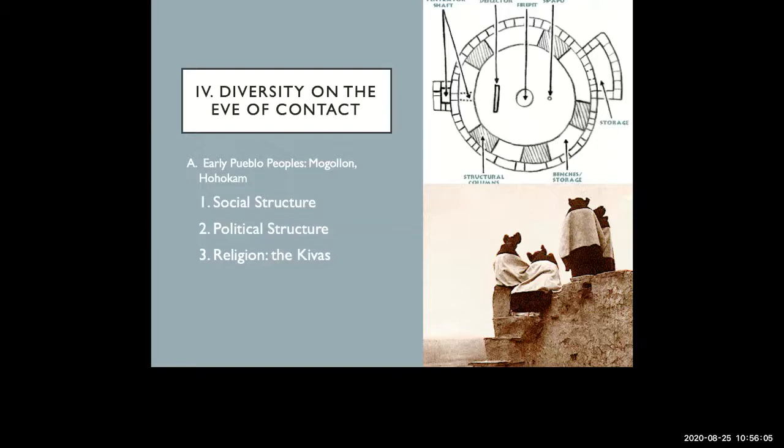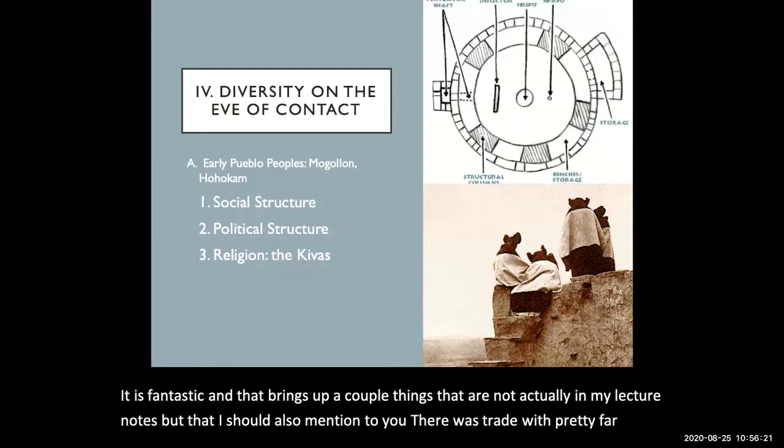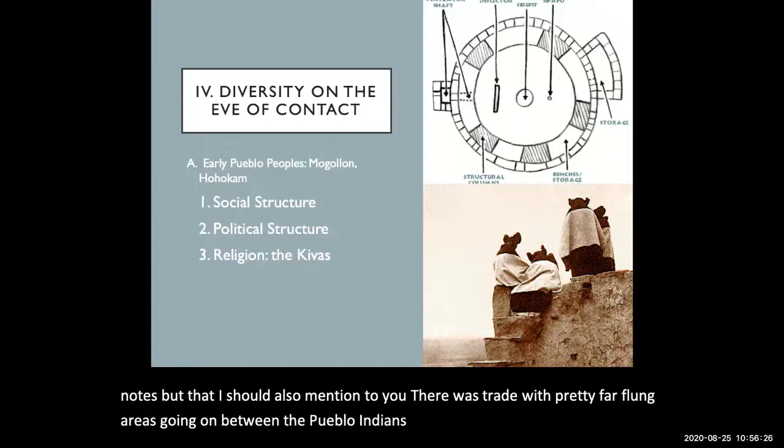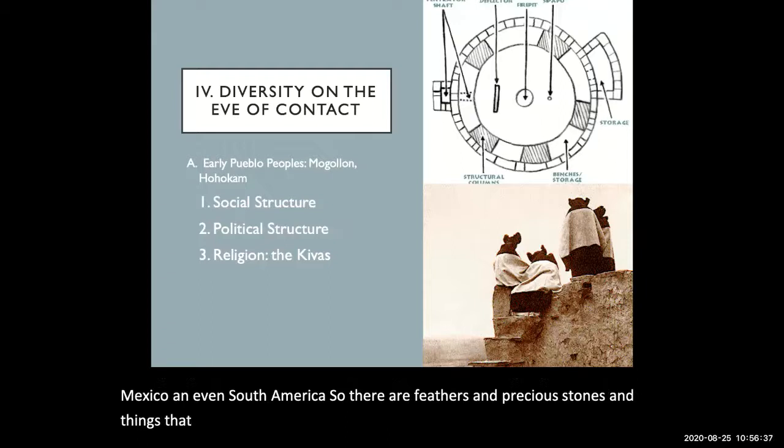Well, that is fantastic, and that brings up a couple things that are not actually in my lecture notes, but that I should also mention to you. There was trade with pretty far-flung areas going on between the Pueblo Indians and the indigenous people of Central Mexico and even South America. There are feathers and precious stones that made it really far, showing the extent to which this was a sort of integrated set of cultures.